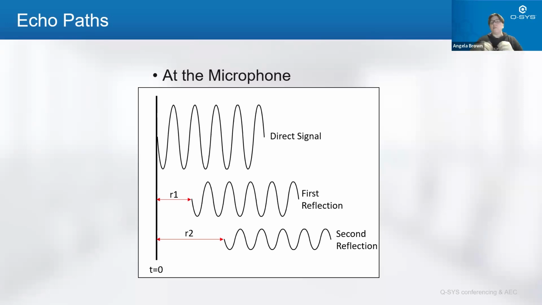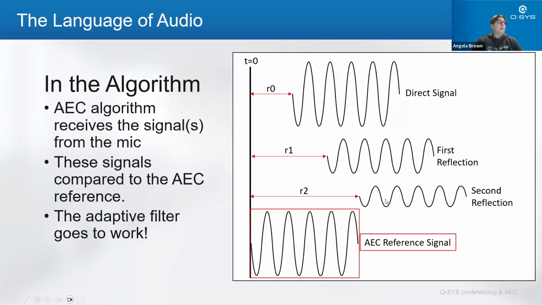Then say we have a second reflection, maybe hitting the glass door at the back of the room. That reflection is, again, softer and slightly delayed. This graph shows what's going on. And just consider, when you're thinking through this, this is all our far end audio. So what we can do is assign a reference signal to our AEC algorithm, our acoustic echo cancellation algorithm.